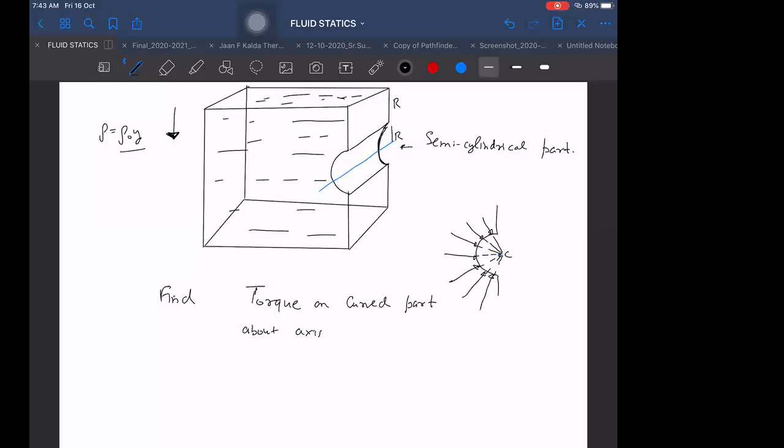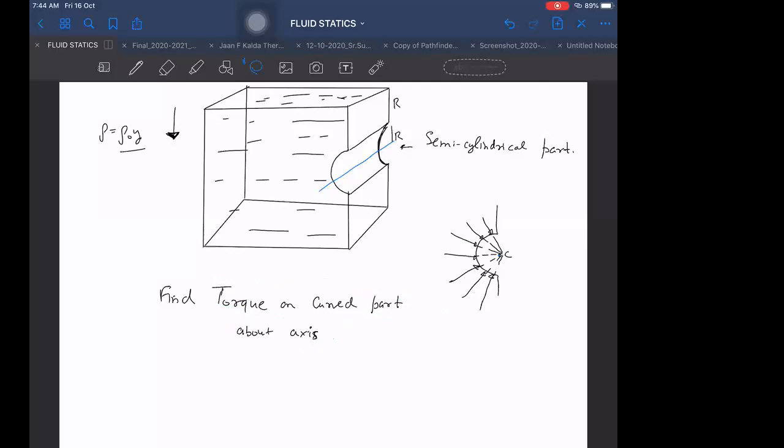So here, all the forces are passing through the center, even if they are not equal. But if each of these is passing through the center, then each contribution of torque by each of these is 0. Then net torque about the axis will definitely be 0 due to the pressure only on the curved part. But if I consider torque on these other parts also, then torque about that axis of the cylinder will not be 0. So torque on the curved part about the axis will be 0. Okay. Yes, right, sir.